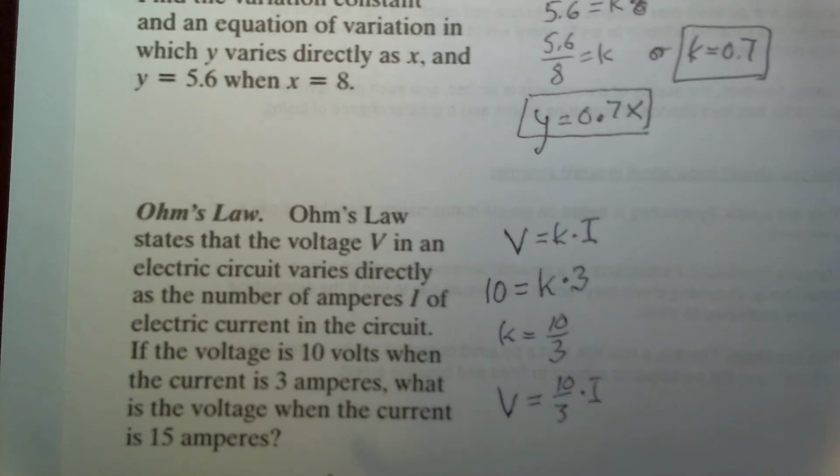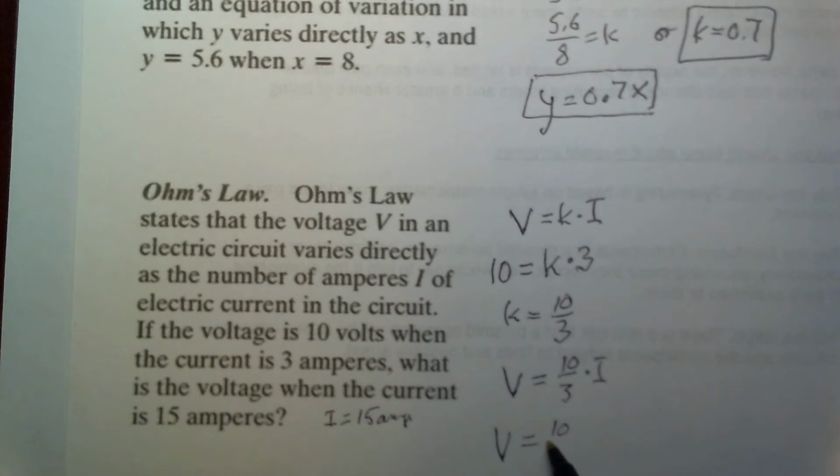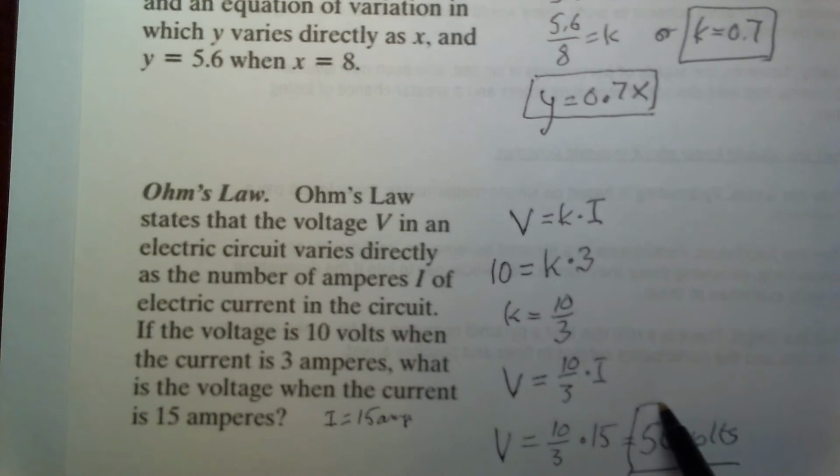And the question is, what is the voltage when the current is 15 amperes? So in other words, when I equals 15 amperes or amps. So now we multiply the right side by 15 because I equals 15. So V equals 10 thirds times 15, and 3 goes into 15 5 times, and 10 times 5 is 50. So it's 50 volts. That is the voltage.